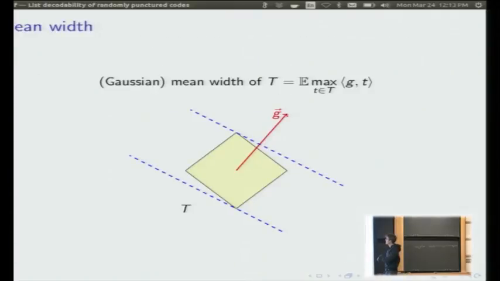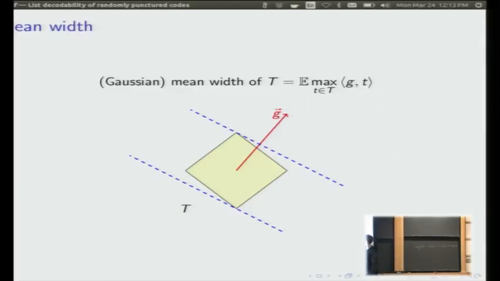Okay, and the next notion that I'll need is the notion of Gaussian mean width. This is a geometric quantity for a set. So suppose that I have a set T, it lives in R^n. Then the mean width is defined this way. It's the expected value of the maximum over all vectors in T of the standard inner product between a Gaussian random vector and T. And the reason that's called the mean width is this picture.